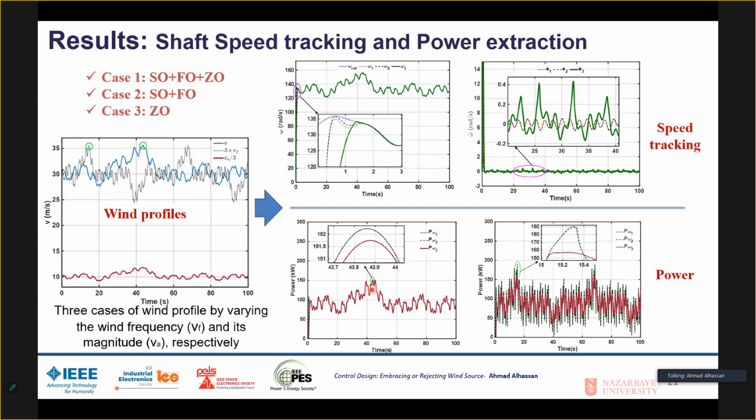Now the same thing with the power generation. We can see that for the power generation it is the same case. This is for the second order and the first order estimation. They are almost the same, but for the zero order, it has a bit less power generation.